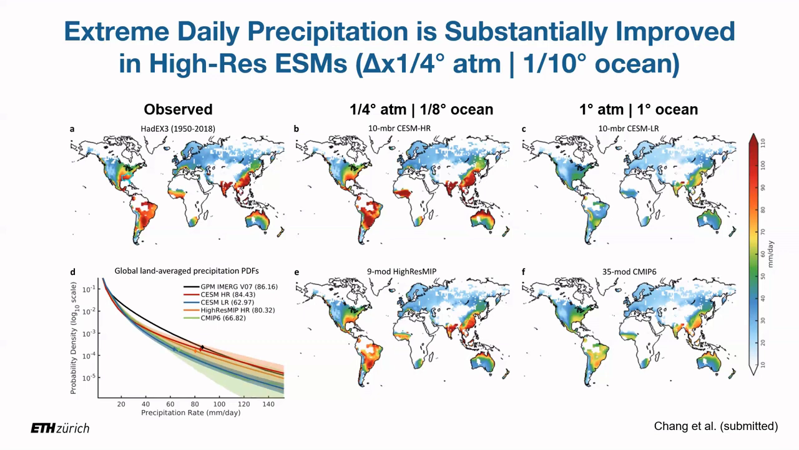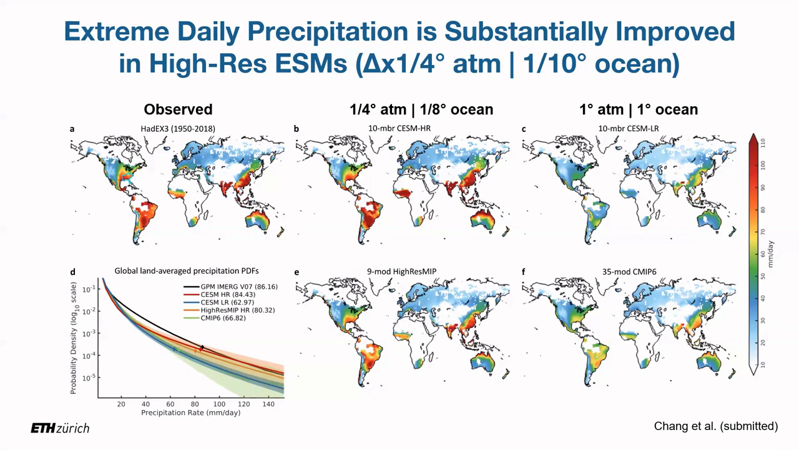And this looks quite similar to the HighResMIP simulations that you can see down below, where the coarse resolution CMIP6 models are under-representing the extreme precipitation, and the HighResMIP models are much closer to the observations. So again, very encouraging results here.